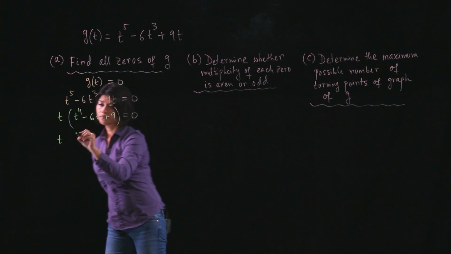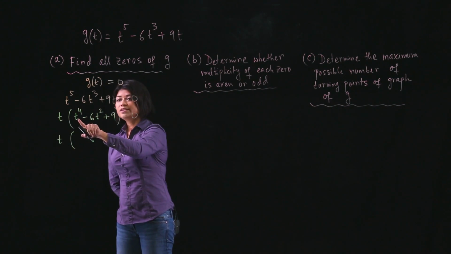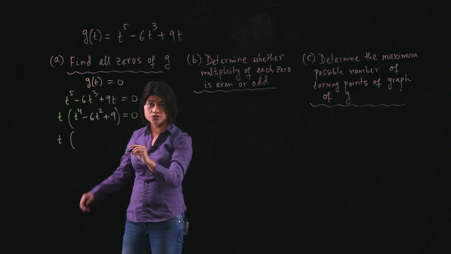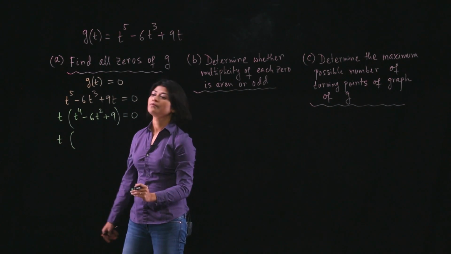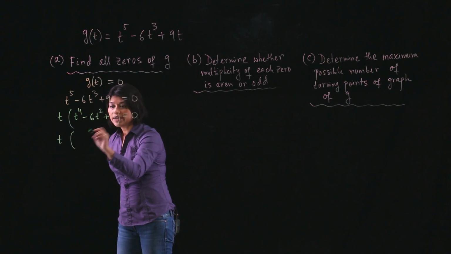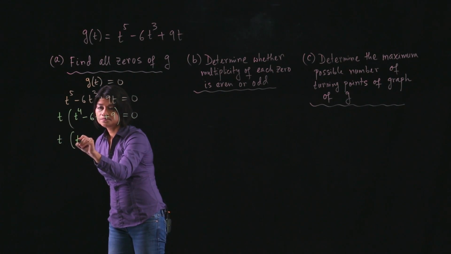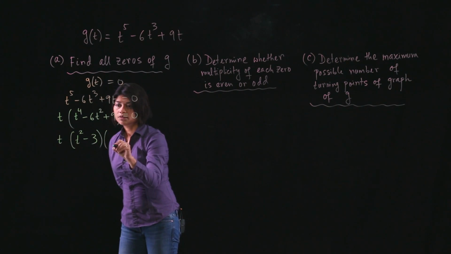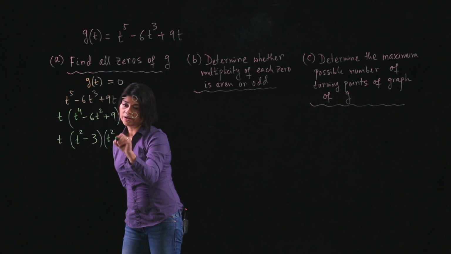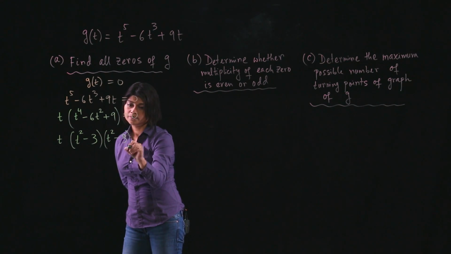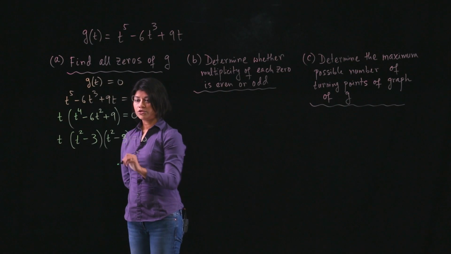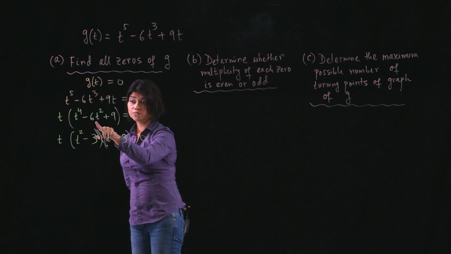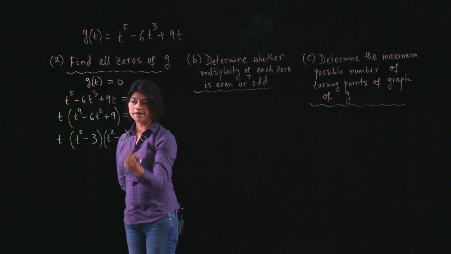Notice that this is t squared, squared, minus 6t squared plus 9. So you factor just like you would factor a quadratic. And note that the factors are going to be t squared minus 3 and t squared minus 3. So check quickly, it's t to the 4 minus 3t squared minus 3t squared, so minus 6t squared plus 9.